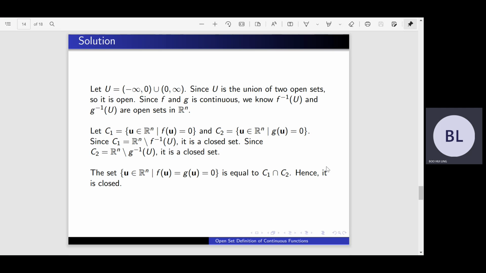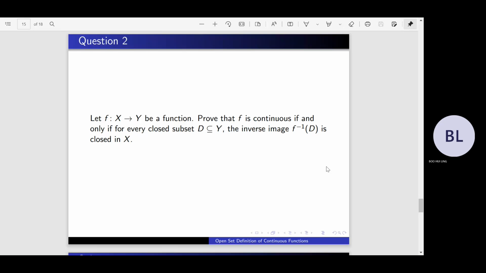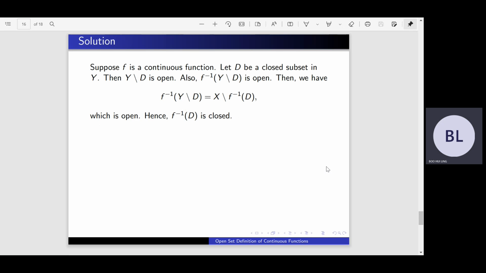Next, move on to question 2. Let f from X to Y be a function. Prove that the function f is continuous if and only if for every closed subset D inside Y, the inverse image f inverse of D is closed in X. So this is the solution for question 2.